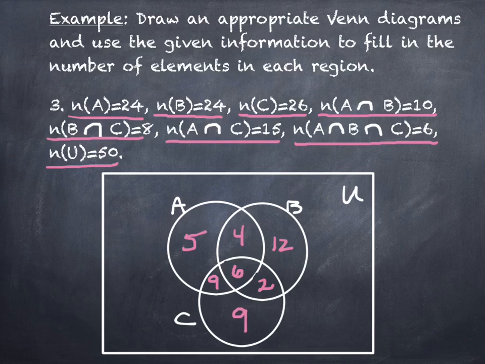So we're going to add 5 plus 4 plus 12 plus the 9 plus the 6 plus the 2 plus the 9. And we find that we have 47 so far total, which means we're missing 3 to make it a total of 50. Now that our diagram has a value in each one of the locations, we're complete with this diagram.